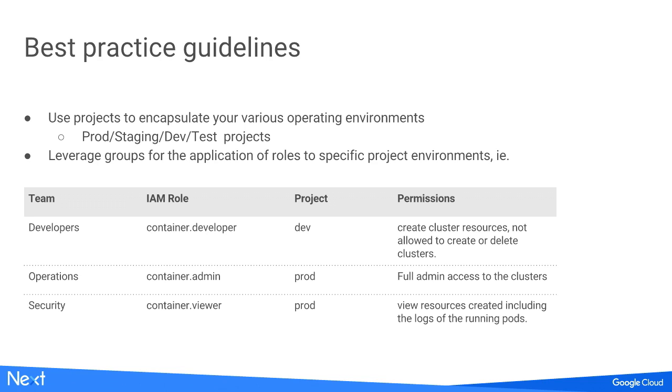So for example, how we typically see people doing things is taking these predefined roles, like container developer, container admin, container viewer, and defining groups that map to specific teams within your organization, and then specifying the right level of permission for a container engine cluster associated with these groups. So in this example, you have a developer group that maps to the container developer IAM role that maps to a dev project, and you set the specific permissions around that. So that was available today.